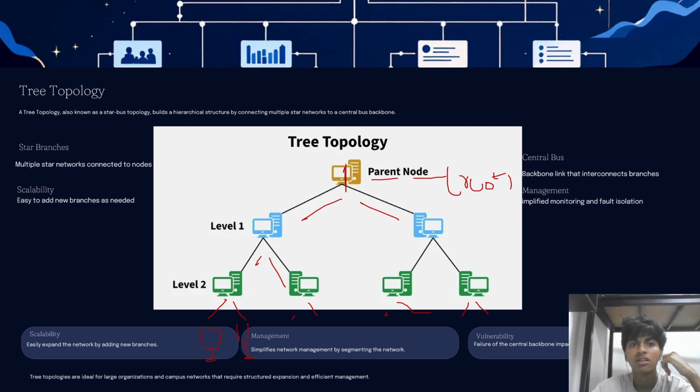But this has certain disadvantages, being that if this particular backbone cable that starts from the parent node fails, the entire circuit tends to fail. And due to this, the installation and maintenance of a tree type structure can be expensive and cannot be affordable for most places. The usage is pretty diverse, as it is usually used in high-level universities and large organizations, and usually corporate or companies where multiple people use it.